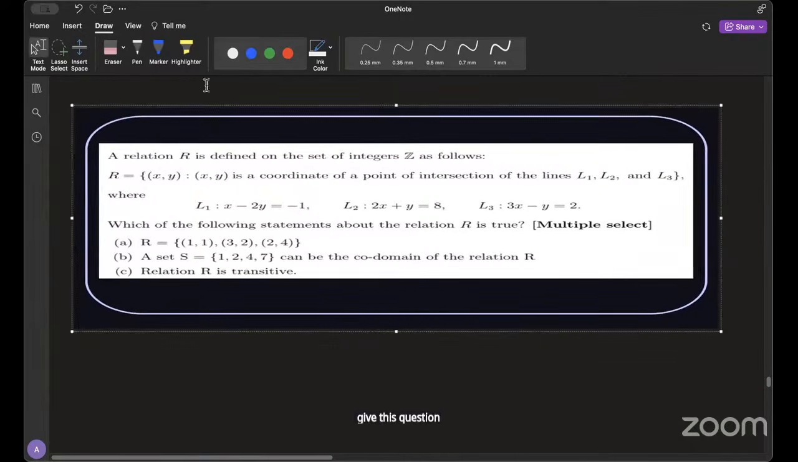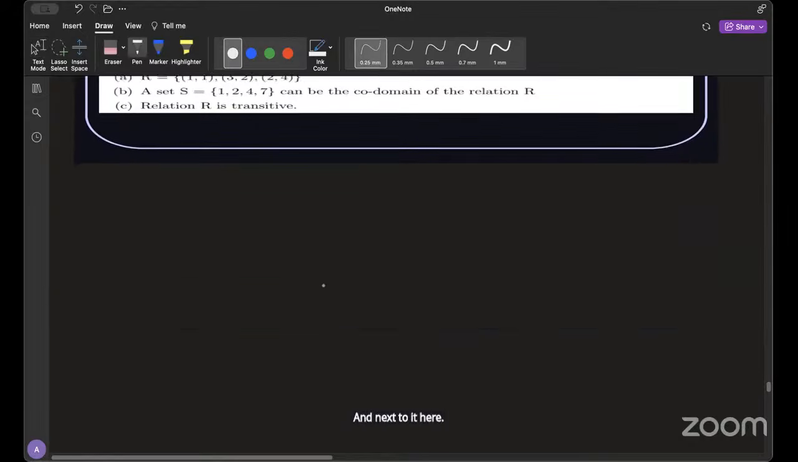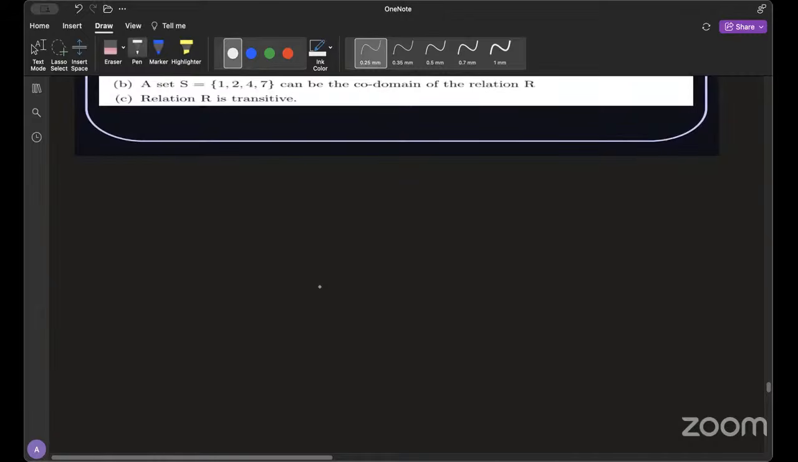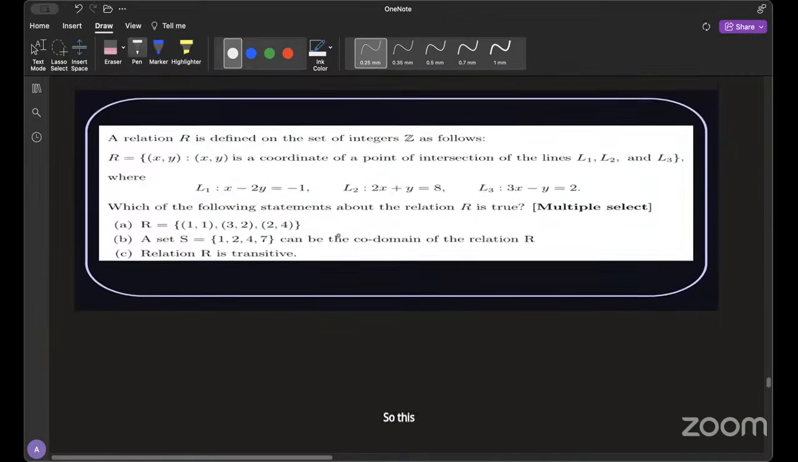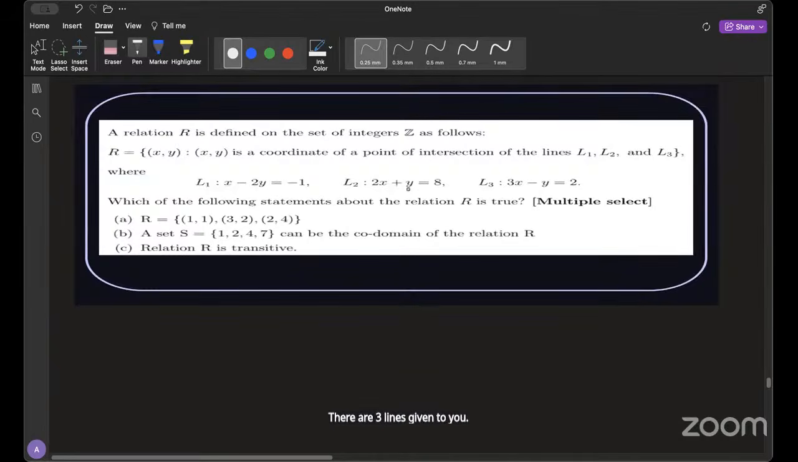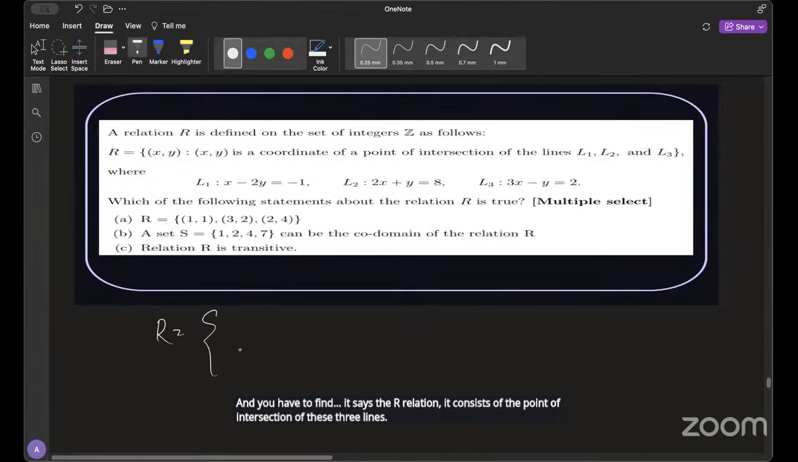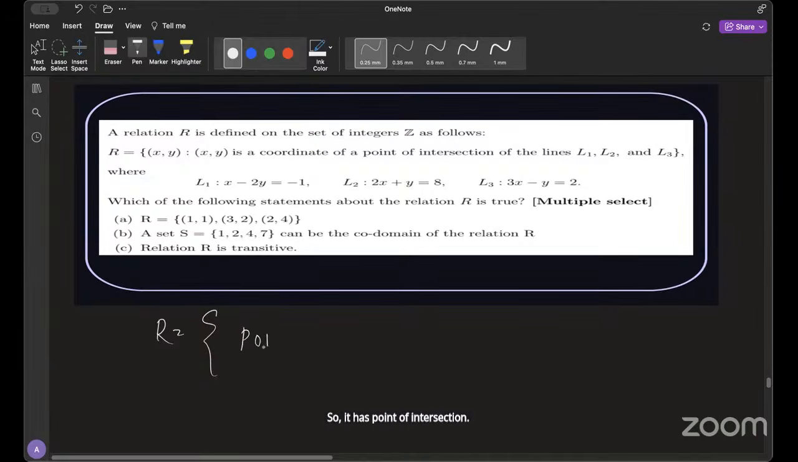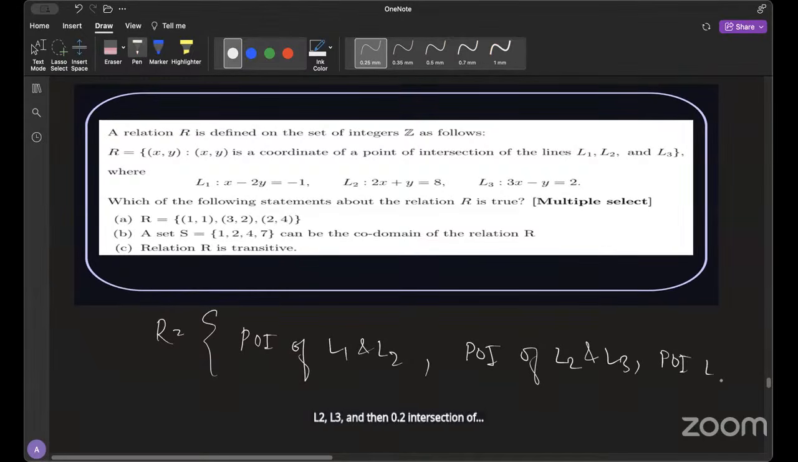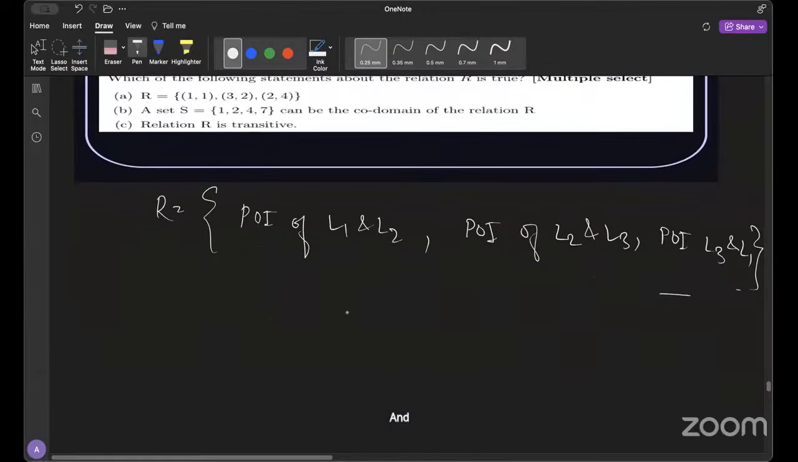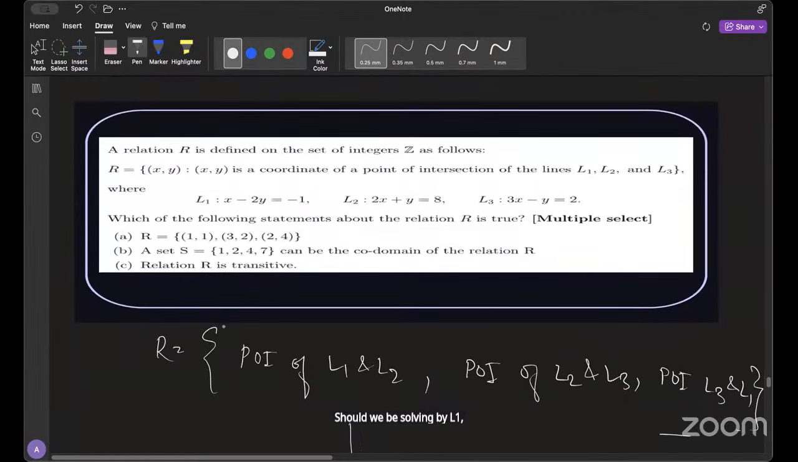Give this question a try. Let's do it here only. So this question says there are three lines given to you, and you have to find the relation R. It consists of the point of intersection of L1, L2, then the point of intersection of L2, L3, and then the point of intersection of L3 and L1. This is your relation.